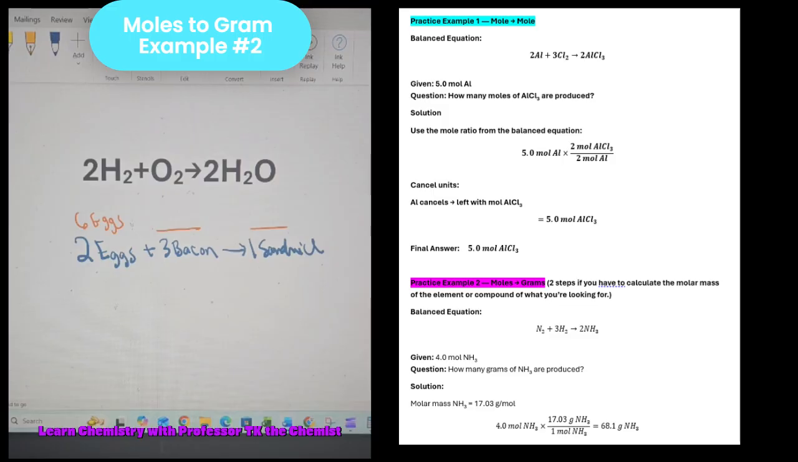How did you know it was going to be 9 pieces of bacon? And how did you know it's going to produce 3 sandwiches? Right, because you multiplied everything by 3. Exactly. Everything tripled. Once you know the starting thing, that means everything else is going to do the same thing. Y'all, it's the same process.